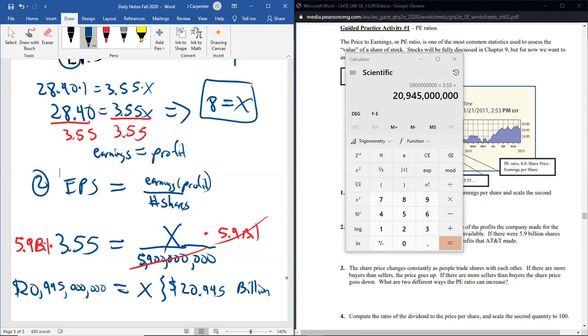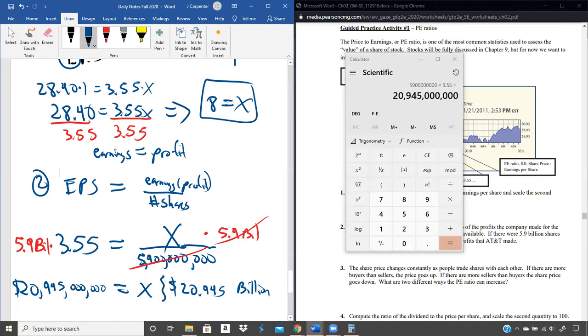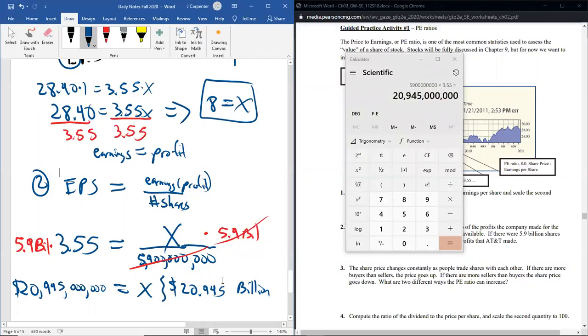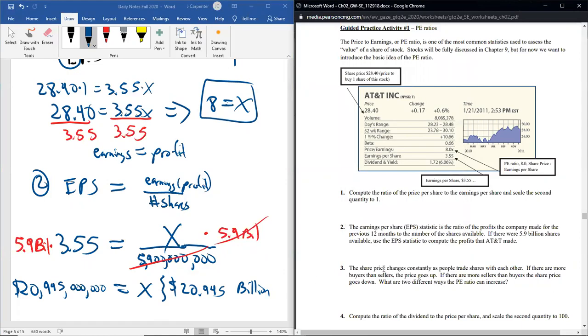But this 21 billion number would be one of the values the company would base off of if they were going to give out dividends. So if they said, all right, we're going to share 1% of this with our stockholders, they take 1% of this and divide that by the number of shares and give that to everybody who owns a share. So if you own 1 share, you get $1. If you own 100 shares, you get $100.